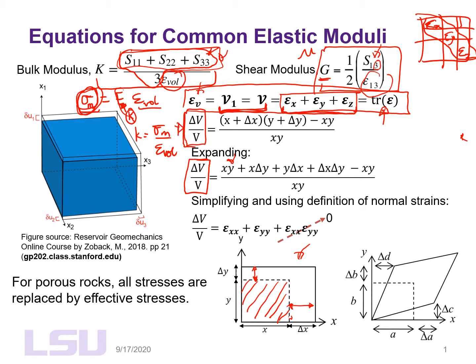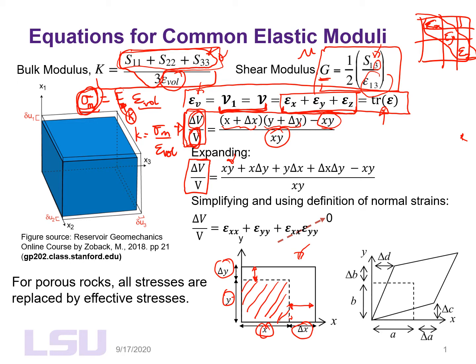Let's start from here. Volumetric strain, delta V, is the change in volume per unit volume. Which volume is this? Is it before deformation or after? It's before deformation. So what's the volume before deformation? X times y, length times breadth. So how do you get the change in volume? What's the volume after deformation? Y plus delta y times x plus delta x. So x plus delta x times y plus delta y is the volume after deformation. Volume before deformation, x times y. So that's your change in volume per unit volume.